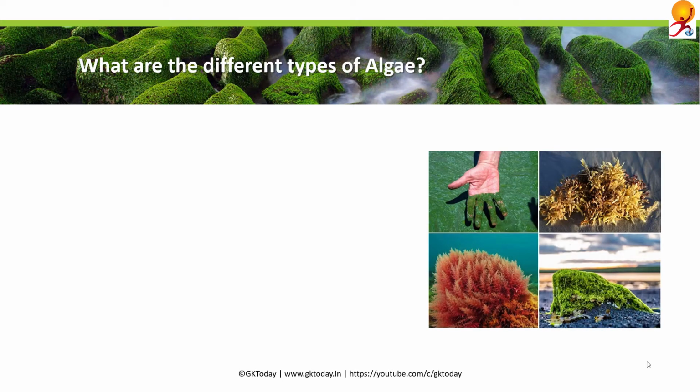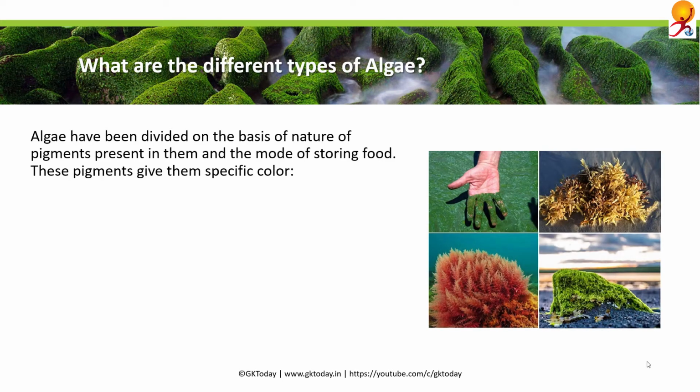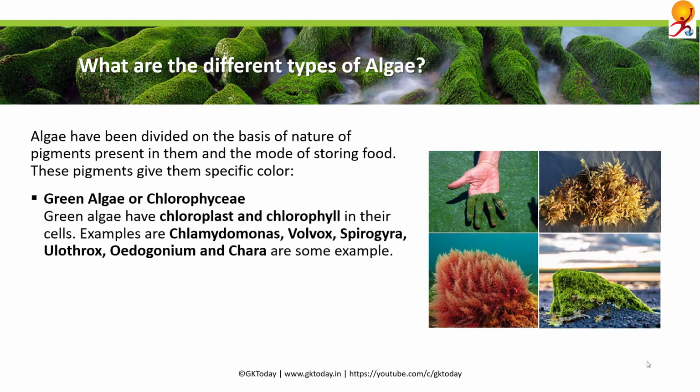What are the different types of algae? Algae are usually named after their colors or the pigments present in them and the mode of storing food. The pigments give them specific colors, like green algae or Chlorophyceae. Green algae have chloroplast and chlorophyll in their cells. Examples are Chlamydomonas, Volvox, Spirogyra, Ulothrix, Oedogonium and Chara.